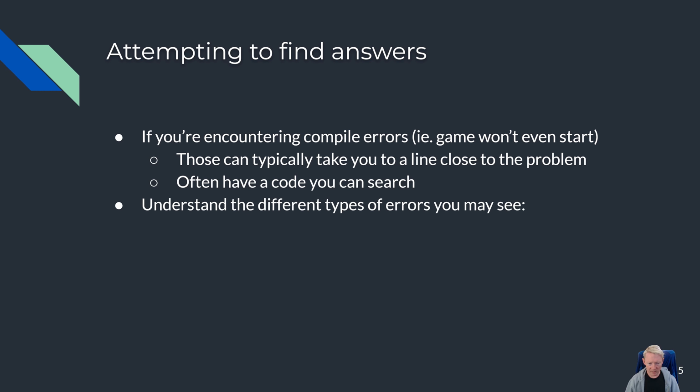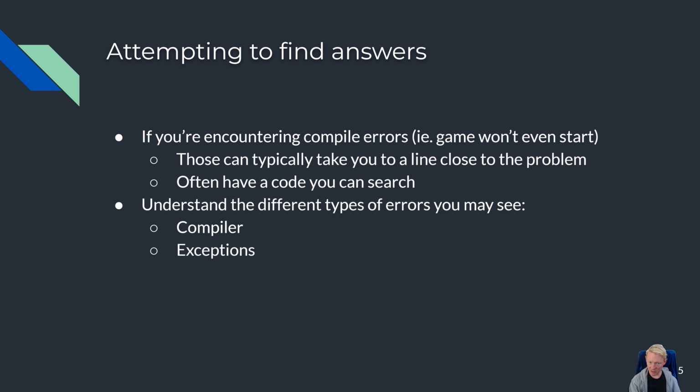You also want to understand the different types of errors that you might encounter. So compiler errors, like the one I created before, are going to prevent your code from running. Those are usually the easiest to track down, because you can't get any further without actually resolving those. So those can be really useful.